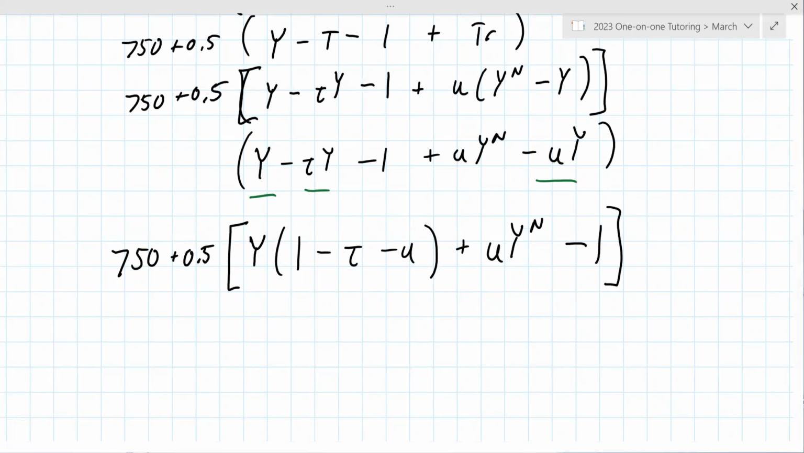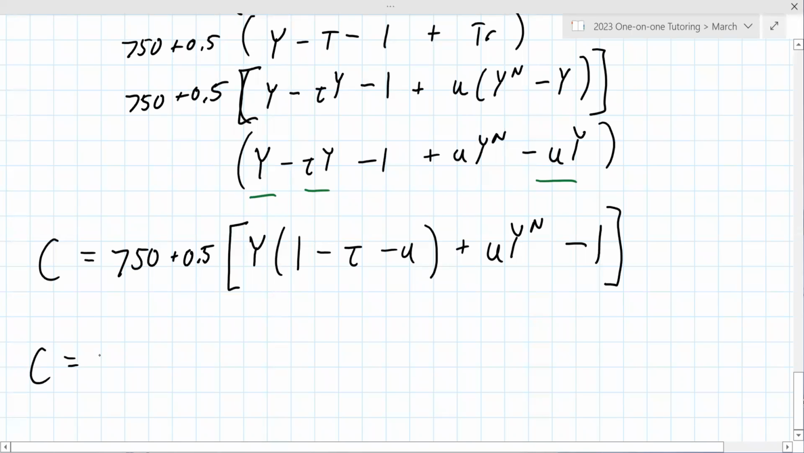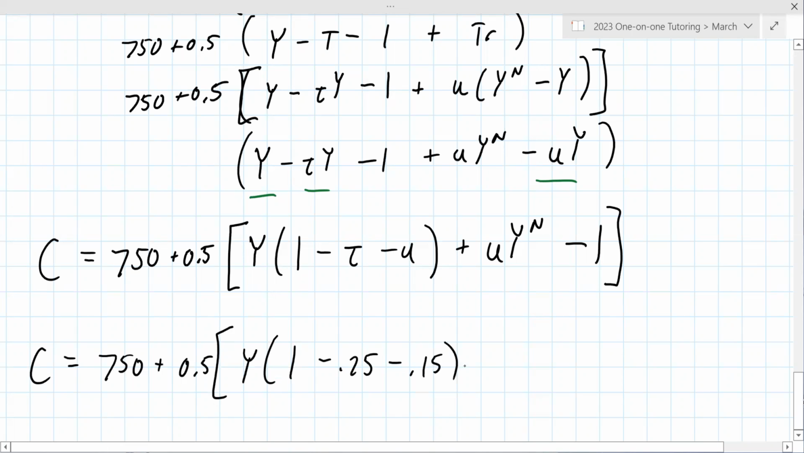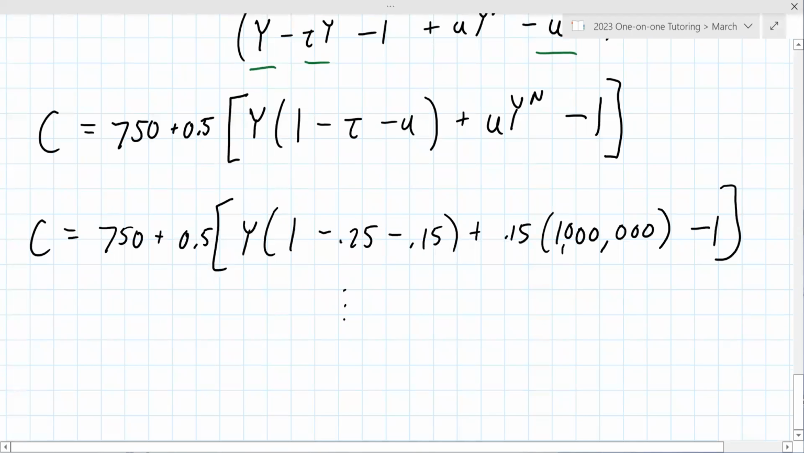And then from here, you can substitute in the values. So this is all equal to C. So C is 750 plus 0.5 times Y, which we don't know, times (1 minus 0.25 minus 0.15) plus 0.15 times 1 million minus 1, like that. Some pretty heavy algebra here, but it ends up being 112,072.143.